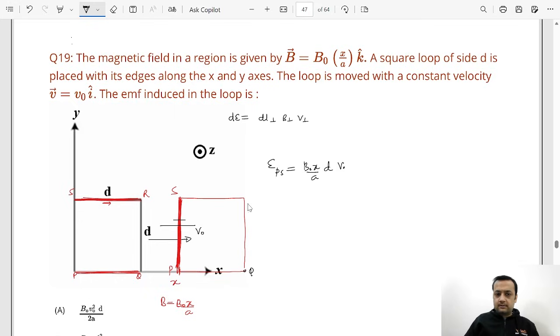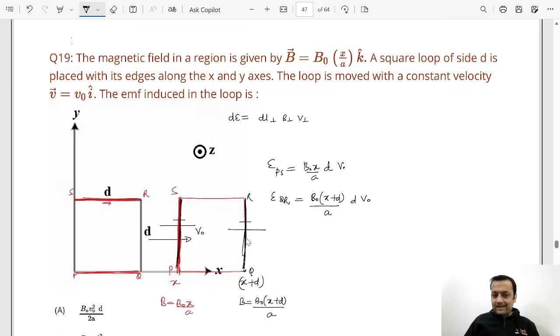Now, if I talk about QR, if this line had an x coordinate of x, QR will have an x coordinate of x plus d because this length is d. Again, this whole line will have the same x coordinate. So the magnetic field at this location will be B naught into x plus d upon a. The EMF on the QR will be B naught into x plus d upon a, into the length d, into the velocity. Again, all three are mutually perpendicular, just like PS, and the polarity will also be like this.